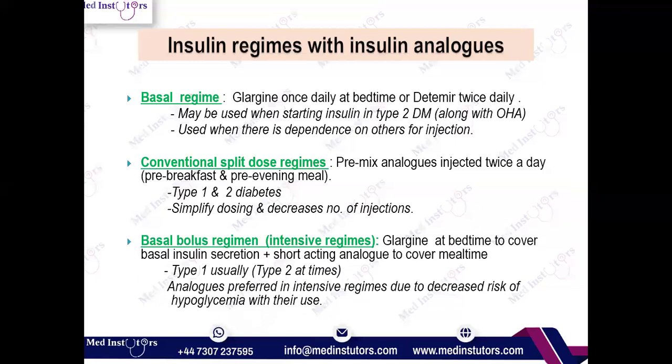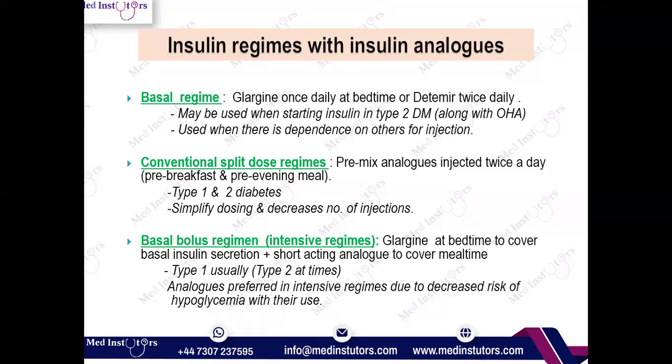Nowadays, another famous regimen is the basal bolus regimen, in which glargine is given at bedtime to cover the basal insulin secretion, and we give a short-acting analog during the mealtime glucose surges. It is usually given in type 1 patients and sometimes in type 2 also. Analogs are preferred in intensive regimens due to the decreased risk of hypoglycemia with their use.